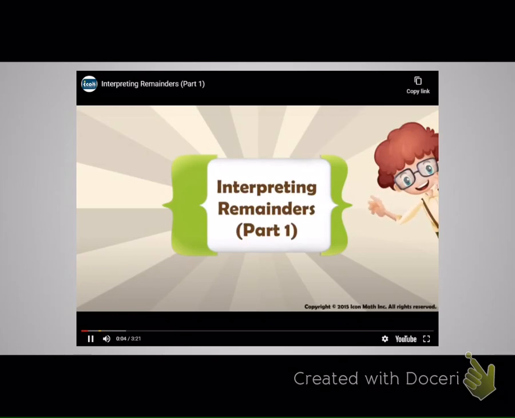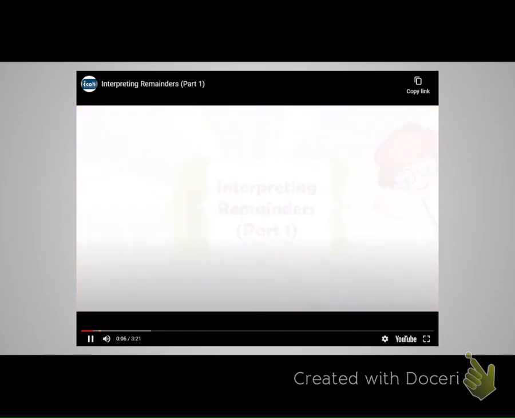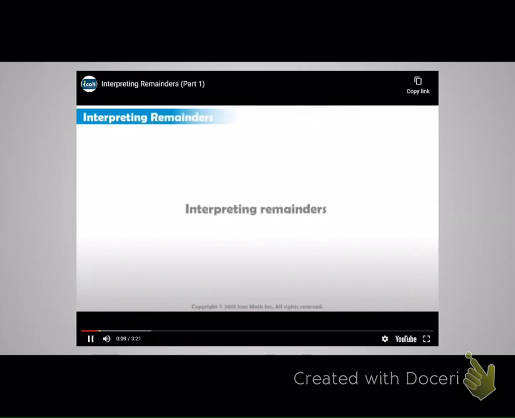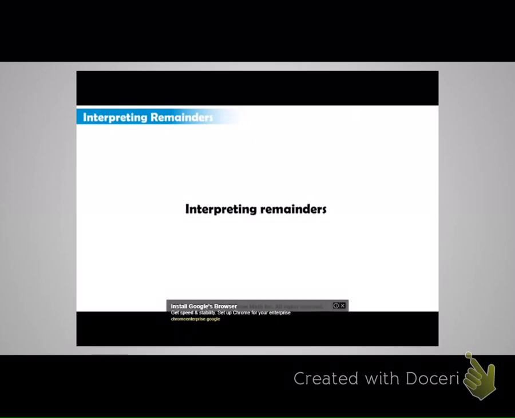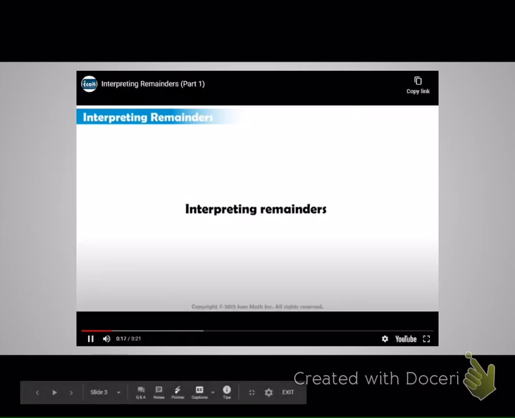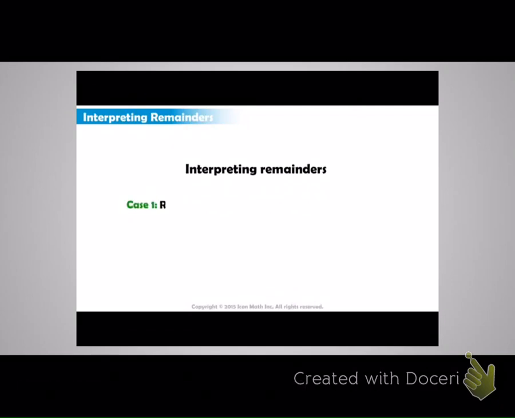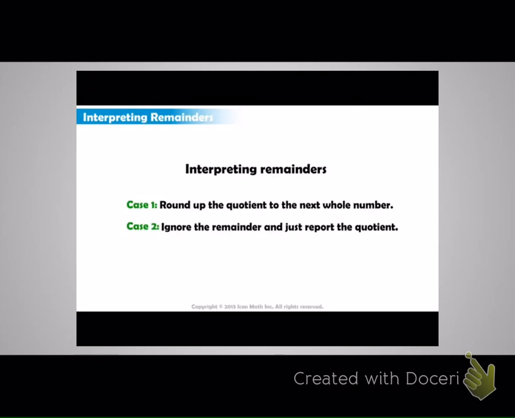Interpreting remainders. Interpreting a remainder is an important skill when solving real-world problems that involve division. Sometimes we must round up the quotient to the next whole number. Other times we must ignore the remainder and just report the quotient. And there are also times where we must report the remainder and ignore the quotient. Let's take a look at these three different situations.